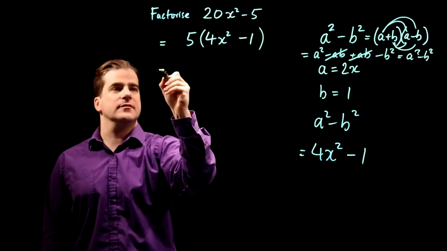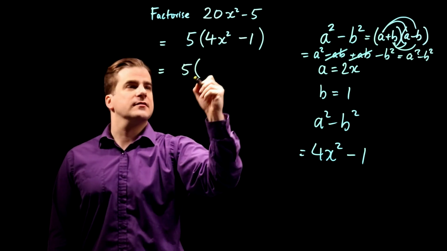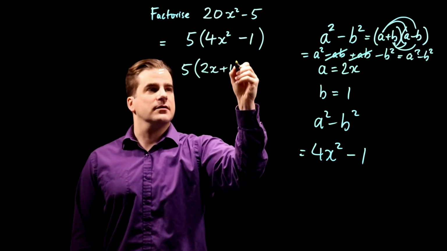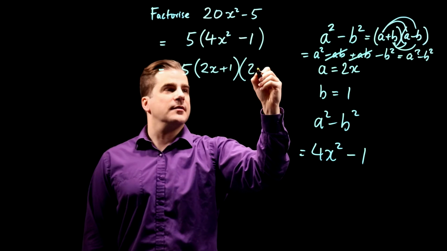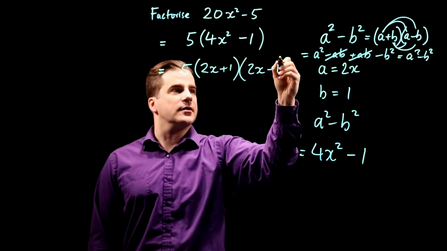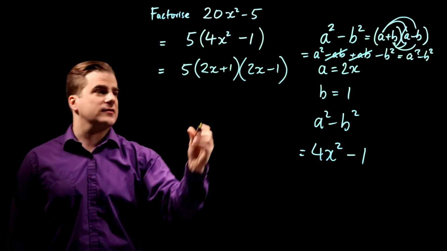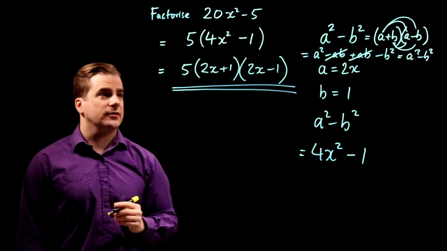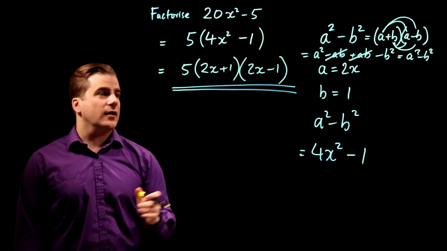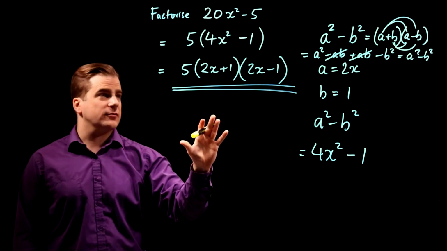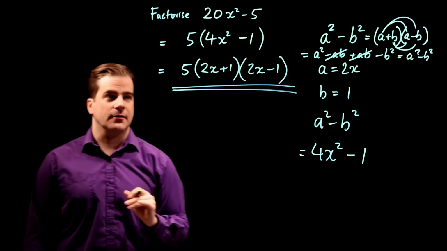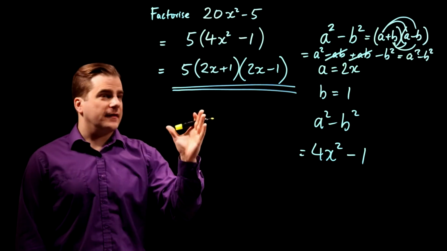So this becomes 5 times a plus b, which is 2x plus 1, times a minus b, which is 2x minus 1. And now we've finished. That is that expression fully factorised. So you've got to watch out for the difference of two squares. It's a very useful thing to know. And that's it.